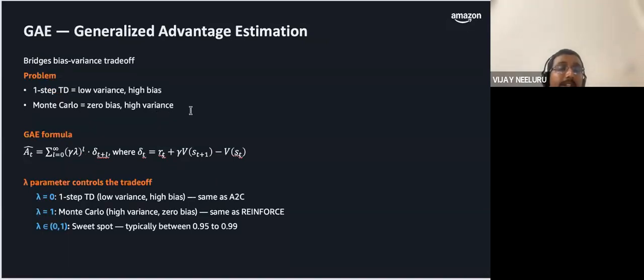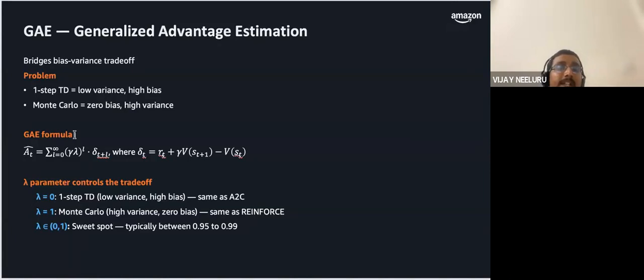Next we will discuss generalized advantage estimation, which is designed to reduce variance in policy gradient estimates while balancing bias. It bridges the bias and variance trade-off. So how does it work? First, let's see what the problem is. The one-step temporal difference has low variance and high bias. But the multi-step approach, which comes from REINFORCE, has zero bias and high variance. So these are the two extremes, low variance with high bias, and high variance with low bias.